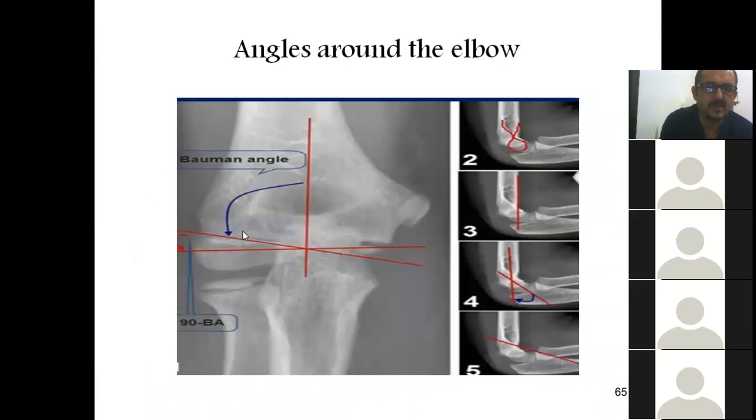Nowadays, the examiners mostly remember this as Baumann angle. It should be compared with the contralateral side, and it should be 64 to 81 degrees. Always compare with the opposite side. Other lines: this is a teardrop, you have to assess it. In occult fractures, supracondylar fractures, the anterior humeral line is mostly asked. There is one thing I didn't draw over here, the Maigne line, which can be asked in the exam to assess if there is a dislocation or a fracture.